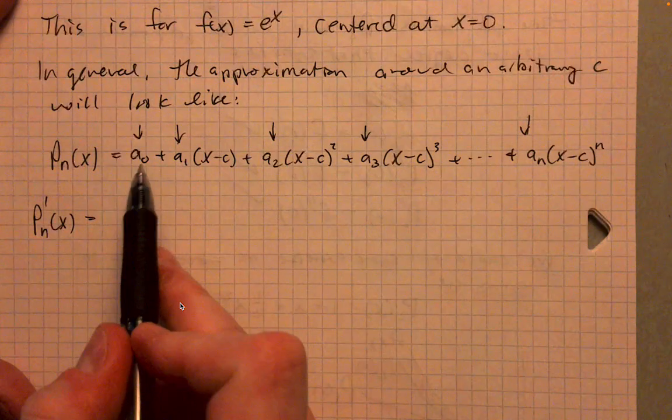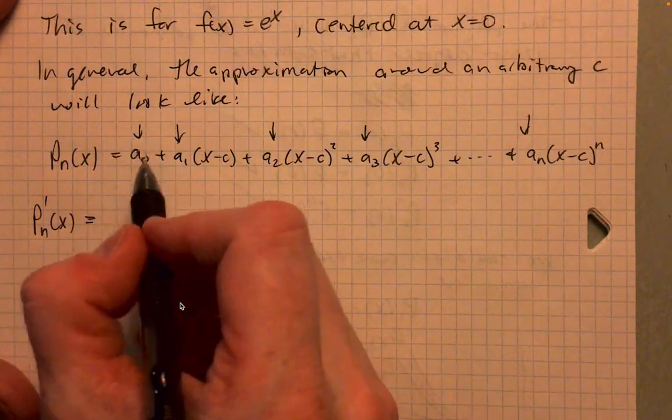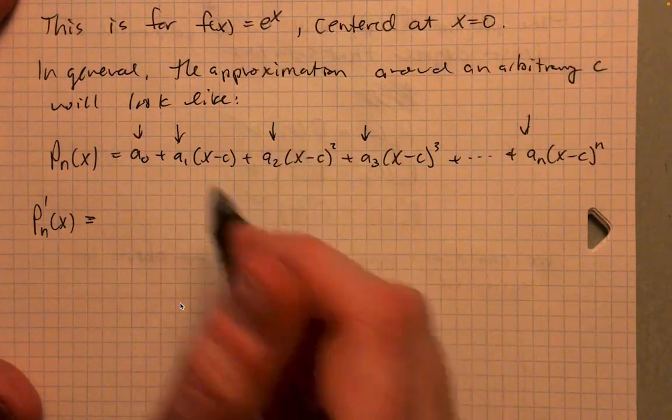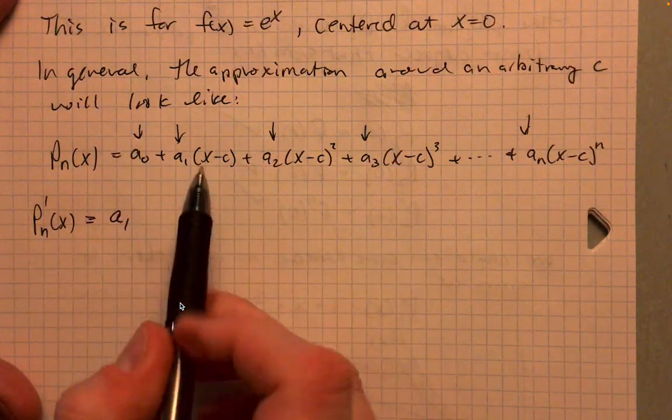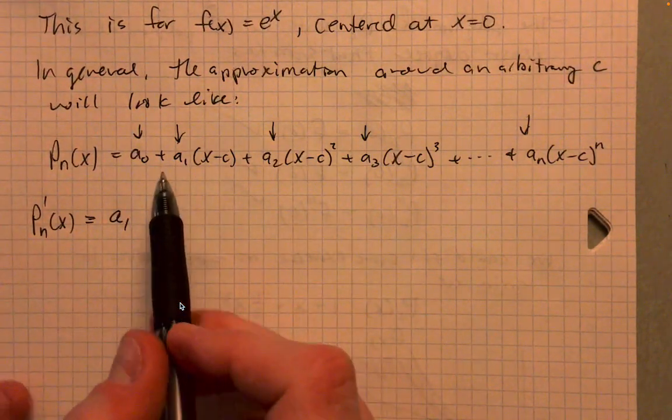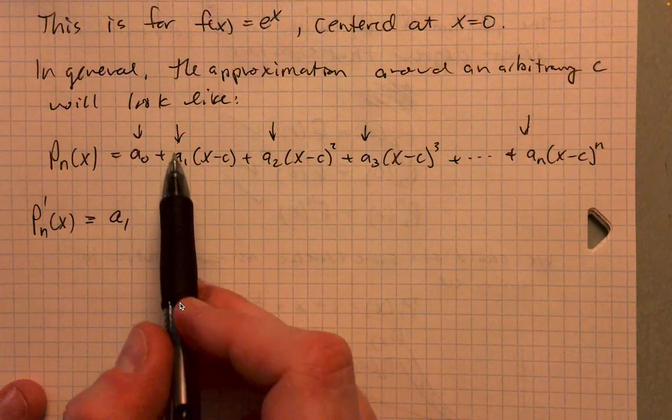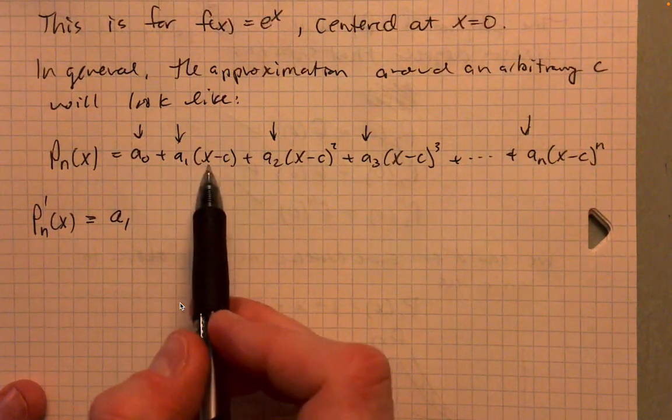Well, a sub 0 here is a constant, so it becomes 0. And so we start with just a1. So it's a1. The derivative of this term would be a1 times the derivative of x minus c.